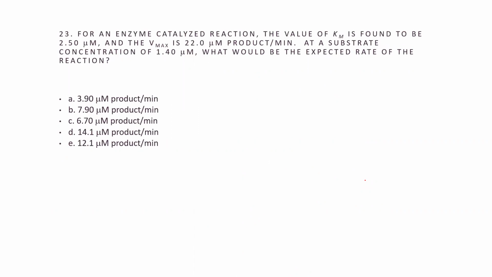For an enzyme catalyzed reaction, the value of Km is found to be 2.5 micromolar. Vmax is 22 micromolar product per minute at a substrate concentration of 1.4 micromolar. What would be the expected rate of the reaction? Do you guys have the Michaelis-Menten equation memorized? Oh, wow, there you go. You don't even need it.